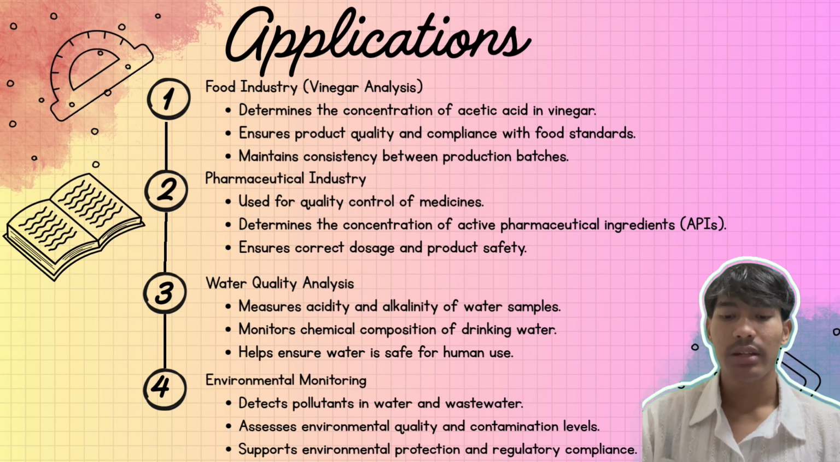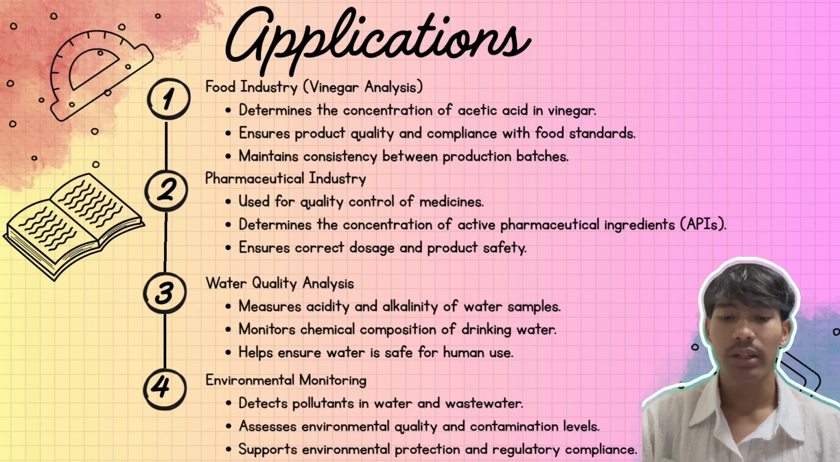Next, in the pharmaceutical industry, this method is widely used in quality control laboratories. It helps determine the concentration of active pharmaceutical ingredients in medicine to ensure patients receive the correct dosage. Accurate analysis is crucial because even small variations in drug concentration can affect the effectiveness and safety of the medication.